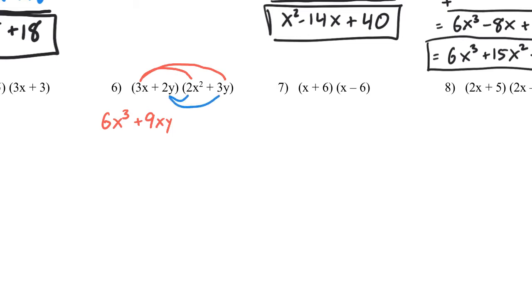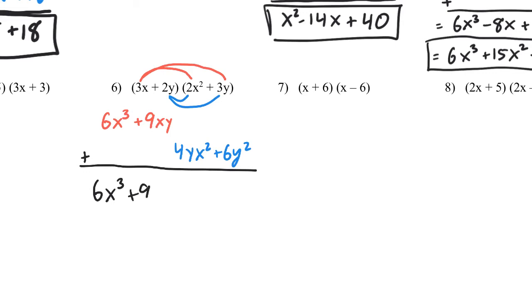Second distribution here. So now we have 2y times 2x squared. That's going to be 4yx squared. We don't have a term like that yet, so we're going to create its own little column, 4yx squared. And last one, 2y times 3y is going to be 6y squared. And again, it's the only term of its kind. So now we're going to go ahead and just combine like terms. 6x cubed plus 9xy plus 4yx squared plus 6y squared.